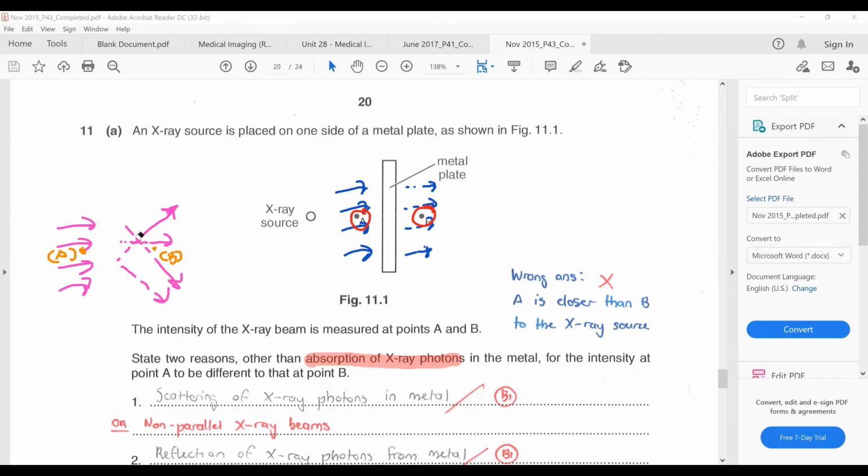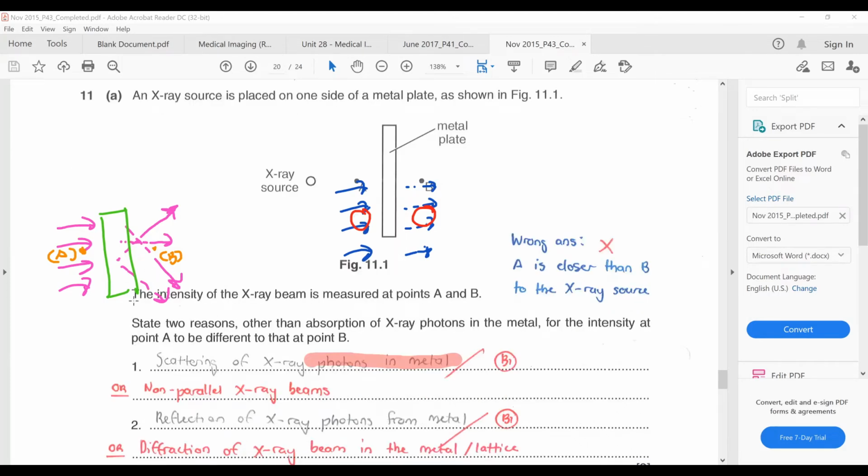Okay, so what could cause the intensity to be deflecting in different directions? It is due to the fact that when you pass through your medium, your X-ray beams scattered. That is one way you can say here. The X-ray photons scattered in the metal. Okay. When your X-ray beams are scattered, it's also correct to say that the beams are no longer parallel. Right?